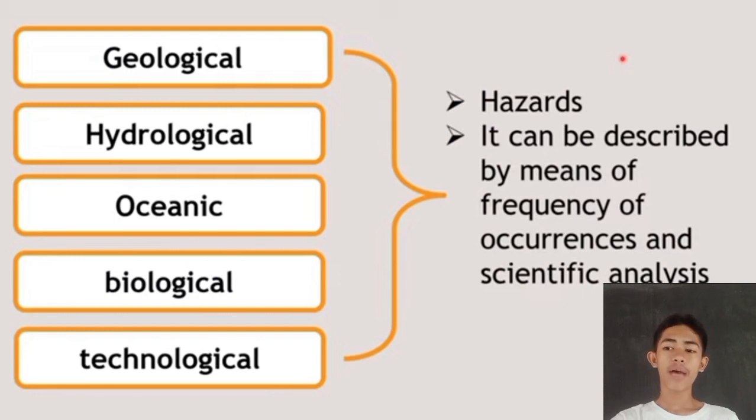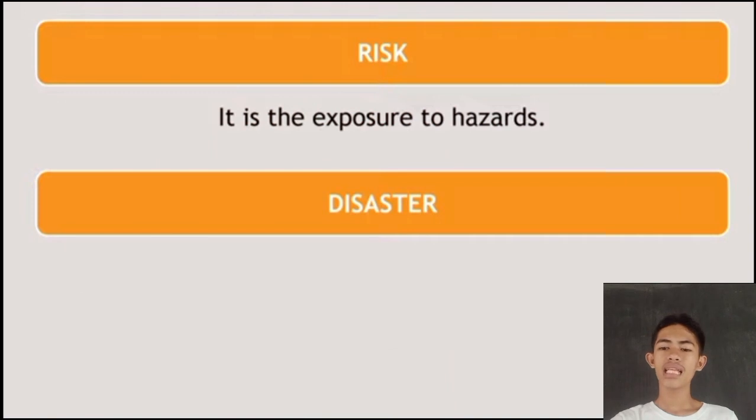Now, let's expand these two terms, which are also connected to hazard, but once again, risk and disaster are different from each other. When we say risk, it means it is our exposure to hazard. It means that we have been exposed to a type of hazard, whether it is geological, hydrological, oceanic, biological, or technological.